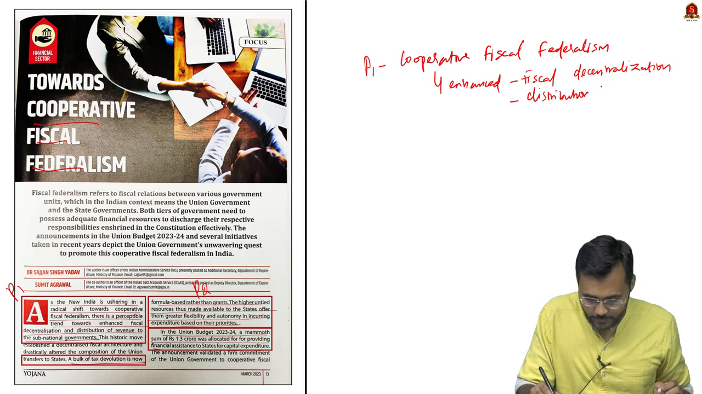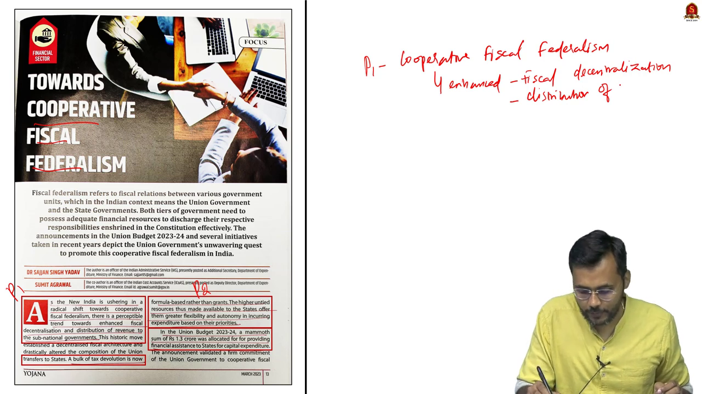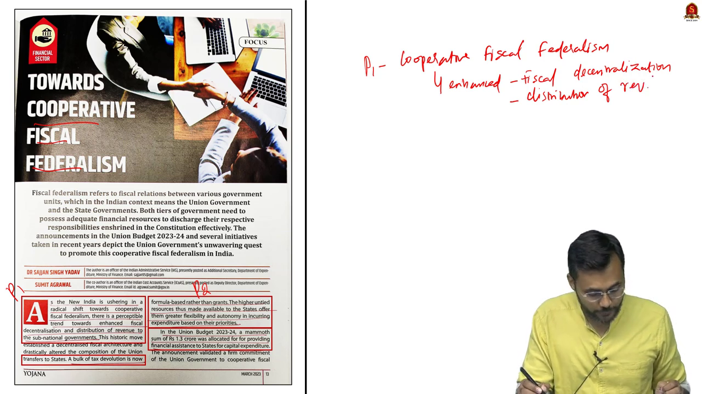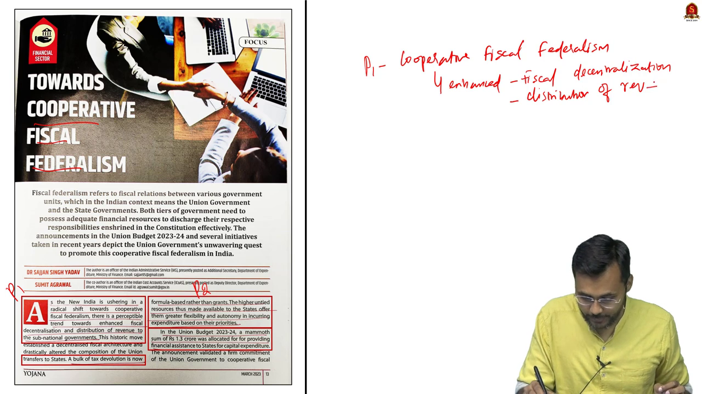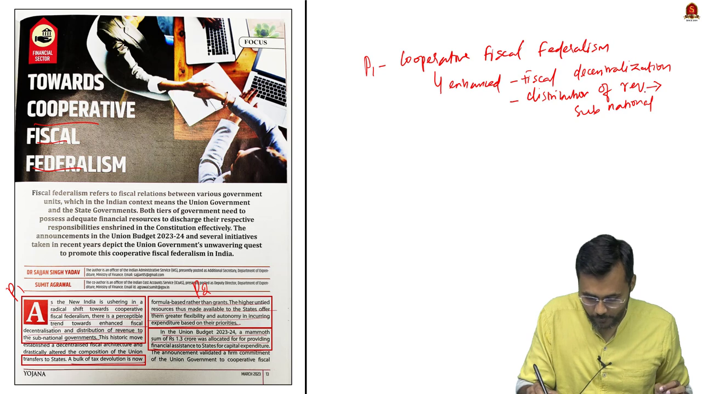To achieve this cooperative fiscal federalism, distribution of revenue is the most important aspect, especially for subnational governments. Here, subnational government is nothing but state governments. So they are speaking about state governments.